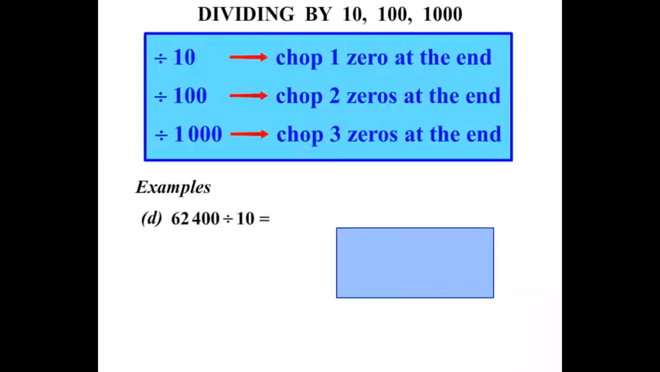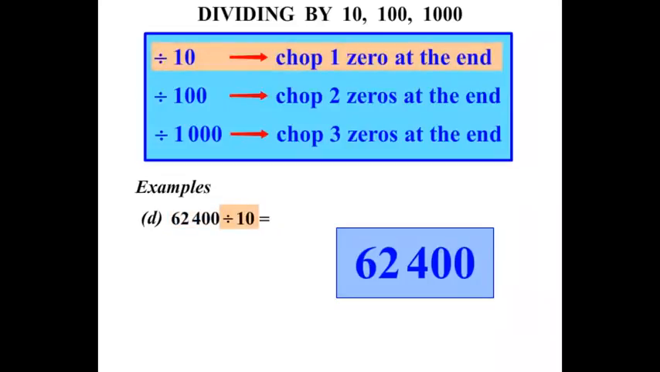The next one, 62,400 divided by 10. So let's start with writing the number down. Dividing by 10, so we need to chop 1 zero off. Let's cross it out. So we're left with 6,240.